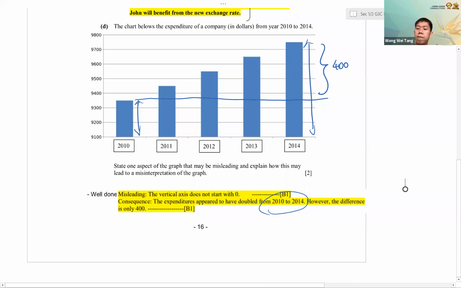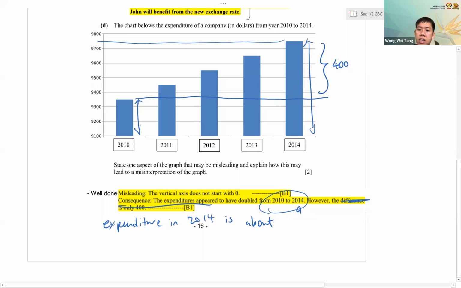However, the expenditure in 2014 is how many times? So do an estimation about 9750 over the expenditure in 2010, 9350, which is 1.0443 times.